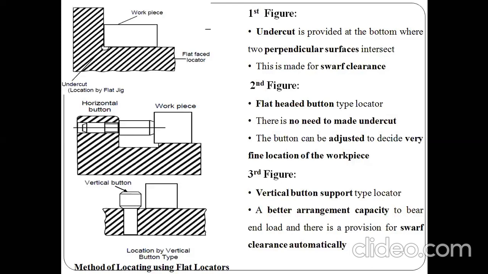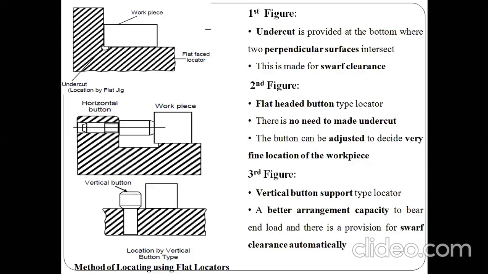Then the third figure, what does this third figure indicate? It is a vertical button type. It means we have to restrict this motion. We have to restrict or locate your workpiece here over this fixture. Then the vertical button is used for supporting and locating your workpiece and adjusting the length of your workpiece. It is a better arrangement with the capacity to bear end load, and there is a provision for automatic swarf cleaning.